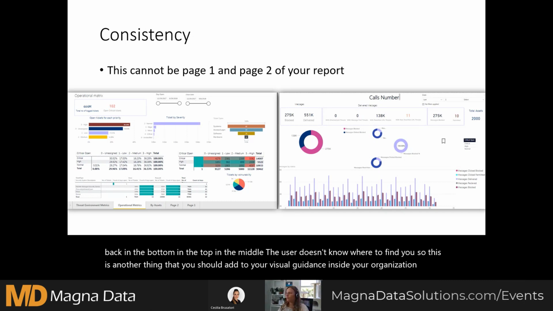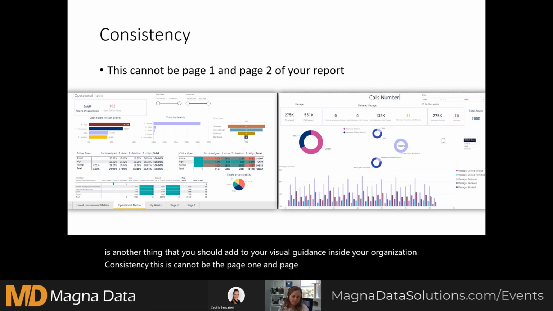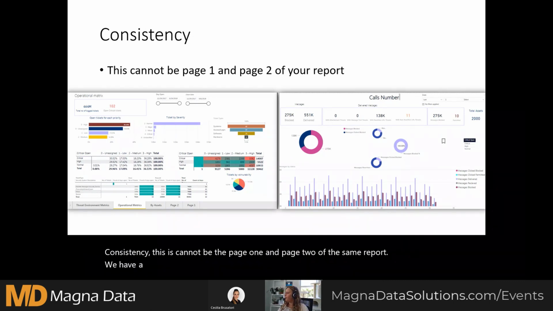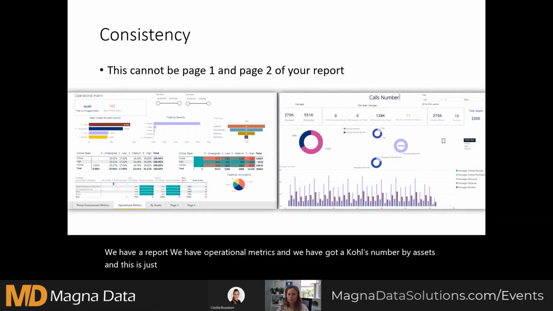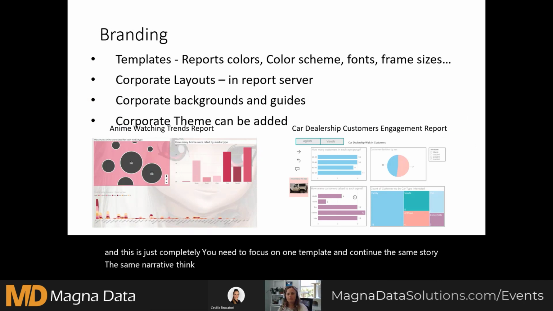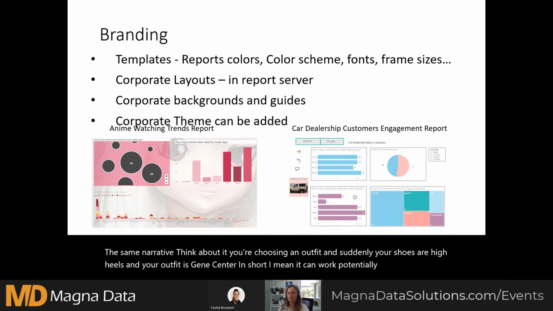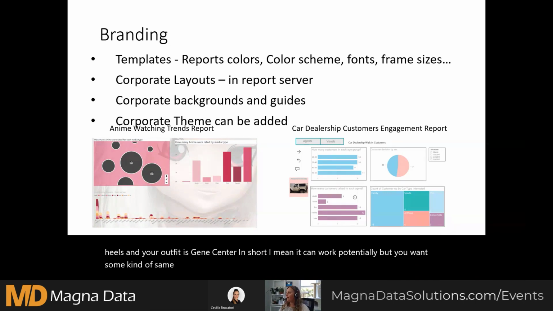Consistency: it cannot be that page 1 and page 2 of the same report differ. We have a report, we have operational metrics, and we have calls number by assets. You need to focus on one template and continue the same story, the same narrative. Think about it, you're choosing an outfit and suddenly your shoes are high heels and your outfit is jeans and a torn shirt. I mean, it can work potentially, but you want some kind of the same theme around there.